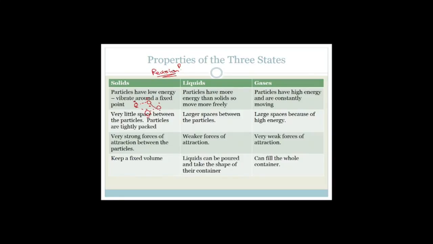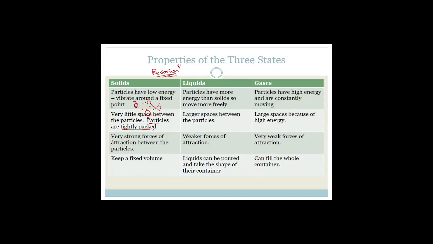It says there's very little space between the particles and they are very tightly packed. I know that I've drawn it here showing that there's space between them, because there is space between the particles, but there's the least amount of space. The space that is left here is at its least point, the least amount of energy to put it there. It can't be closer because then they're going to start repelling each other.